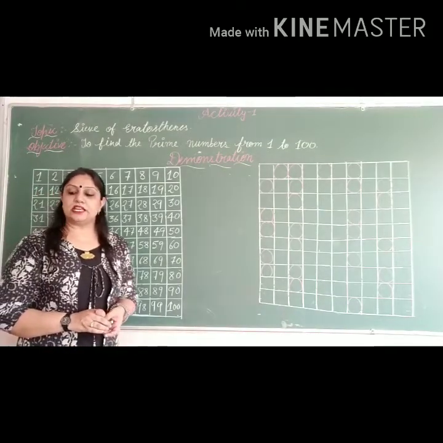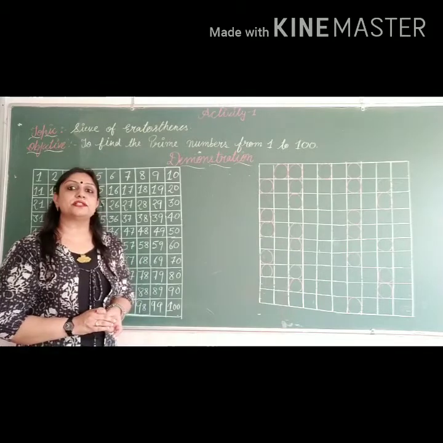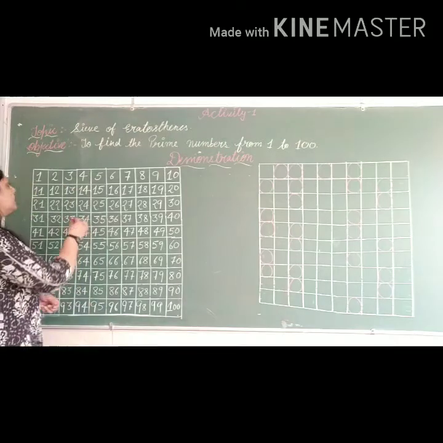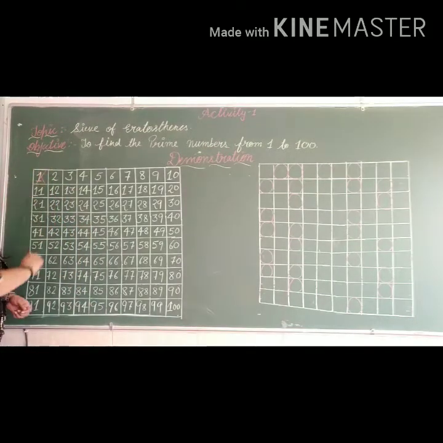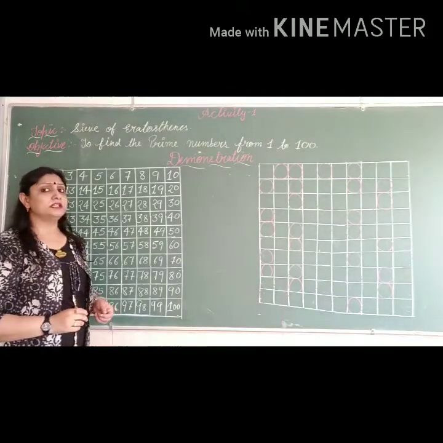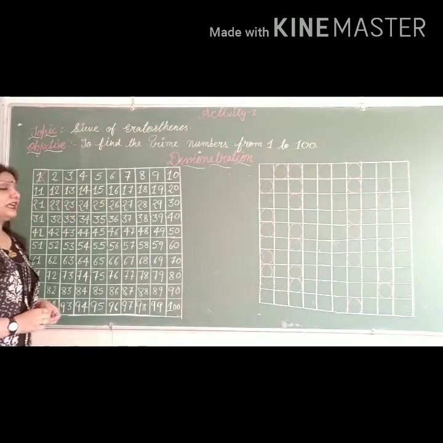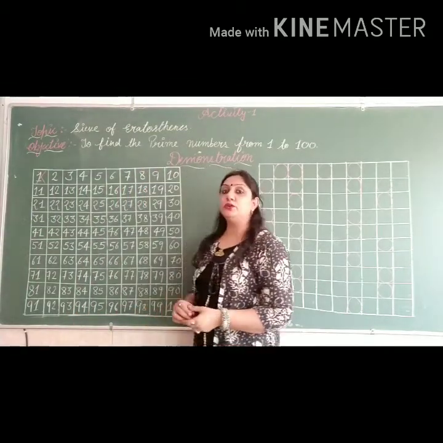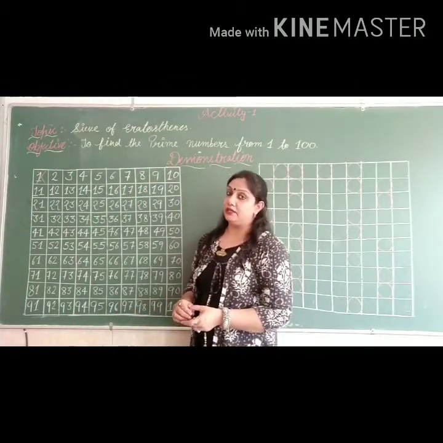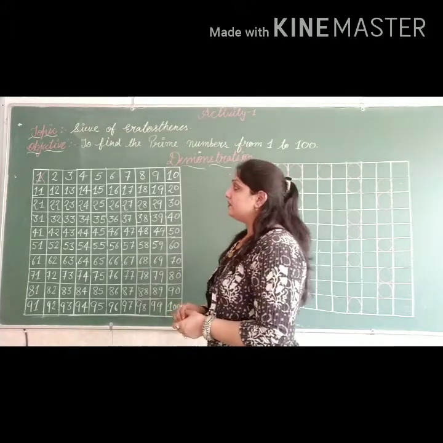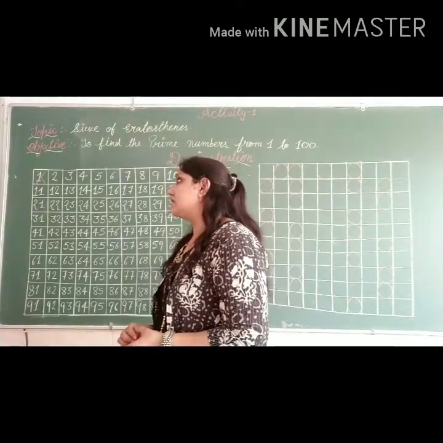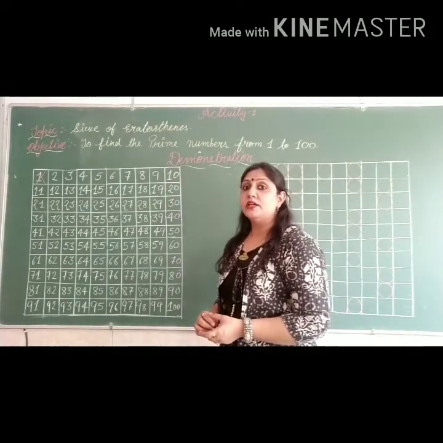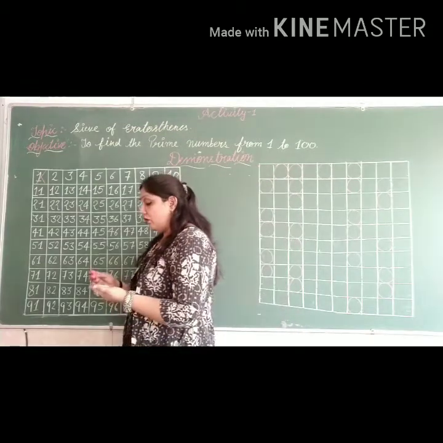Children, these are the steps to be followed to find the prime numbers between 1 to 100. Let's start by crossing the number 1. Do you know why we have crossed the number 1? Because it is not a prime number. Prime numbers are those numbers which have only two factors, 1 and the number itself. But 1 is neither a prime number nor a composite number, because it does not have two factors.